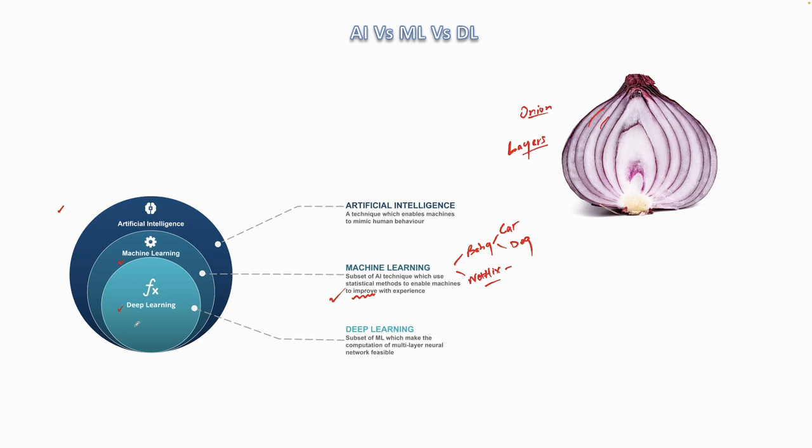So remember, deep learning is a method in artificial intelligence which teaches computers to process the data in a way that is inspired by the human brain. Very important. It is inspired by the human brain. That's why the concept of neural networks comes into picture. It is a subset of machine learning which makes the computation of multi-layer neural networks feasible. We will do a deeper dive into neural networks.